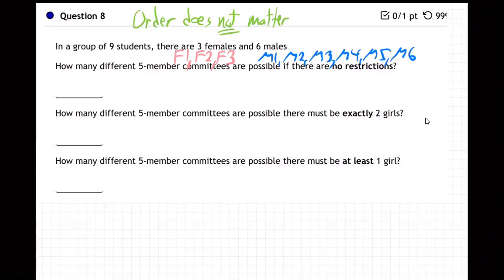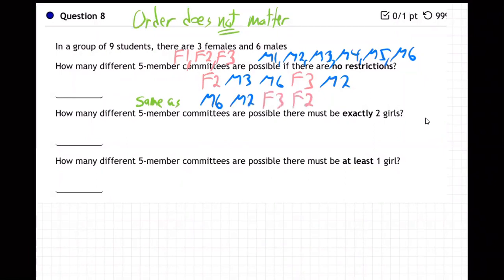And if I want to pick a 5-member committee, well, I could say, okay, I'm going to pick female 2, male 3 and male 6, female 3 and male 2. There's a 5-member committee. That is the same as, what if instead I said, oh, no, I meant I'm going to pick male 6, male 2 and female 3 and female 2 and male 3. That's the same, right? That's the same 5 people.